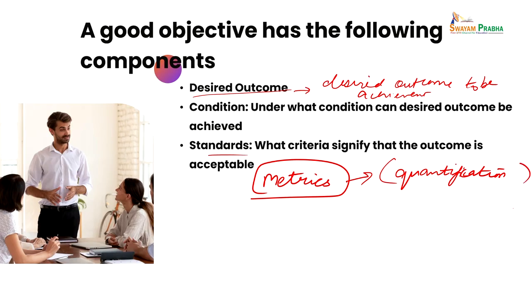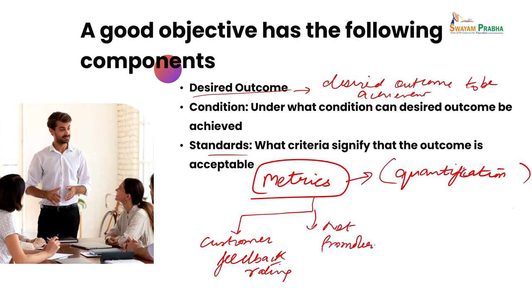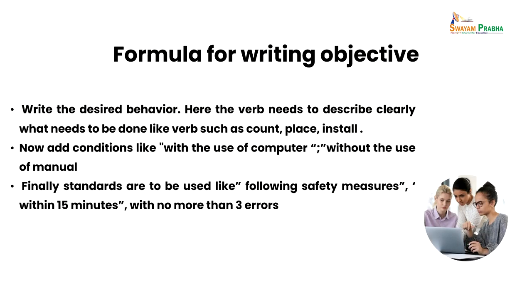So in case we want to improve the customer satisfaction, and that is the desired outcome which we are targeting, the various metrics could be customer feedback rating, then we have net promoter score as one of the other criteria. Customer retention rate could be yet another criterion. So meeting or exceeding the predefined standards indicates that the desired outcome of improved customer satisfaction has been achieved. So this is how we think on the lines of developing good objectives for the training program. Now there is a specific formula that has to be followed for writing objectives.